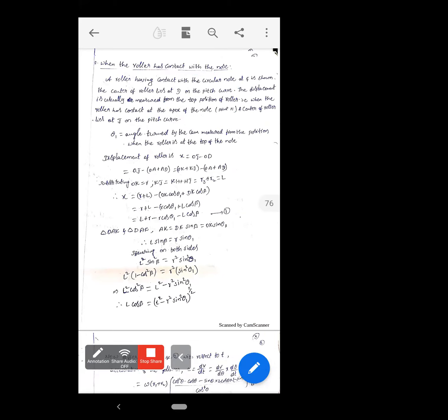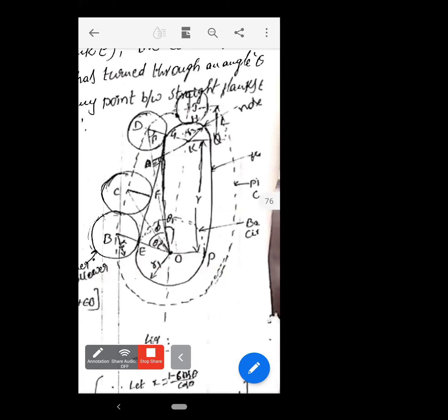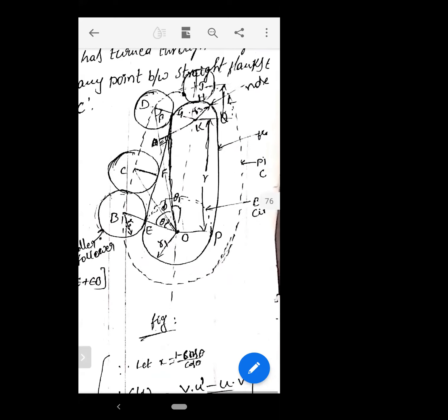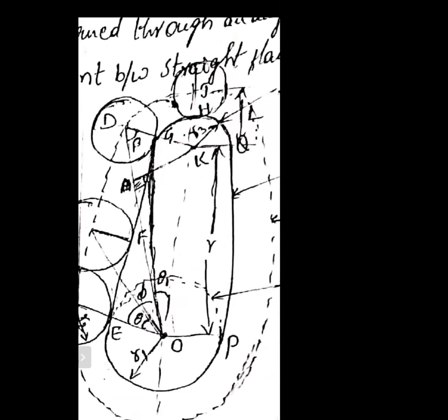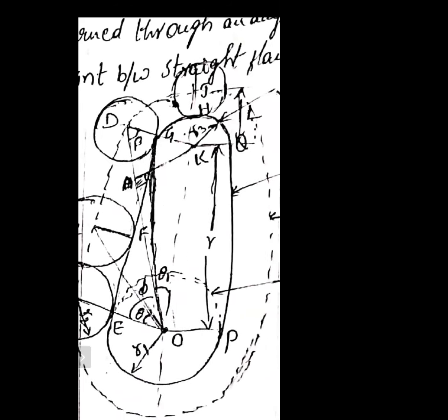Now we have to see our D and J positions, the position of D and the position of J. Those two are considered as our roller has contact with the nose. Okay, nose circle. Those two positions are in contact with the nose circle. So D and J, just you will see that. Now we have to find out the displacement of the follower. So what are the values there? Just you will see that.